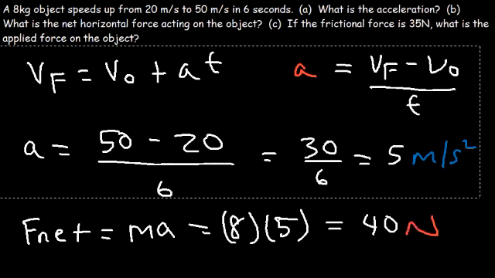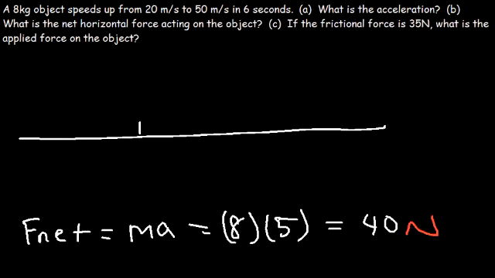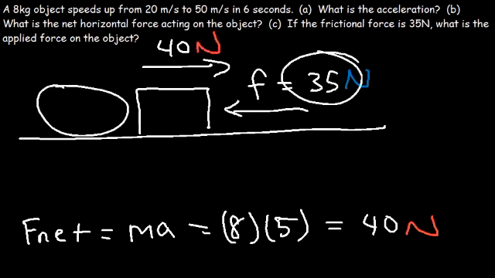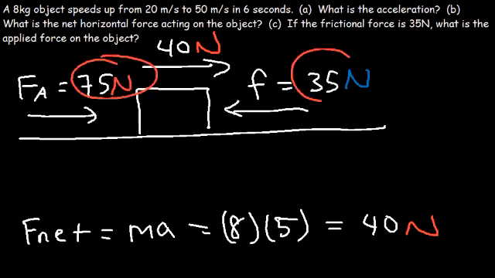Now what about part C? If the frictional force is 35 newtons, what is the applied force? So here's the frictional force. The net force is 40 newtons. What number minus 35 is 40? The applied force has to be 75. As you can see, 75 minus 35 is 40.